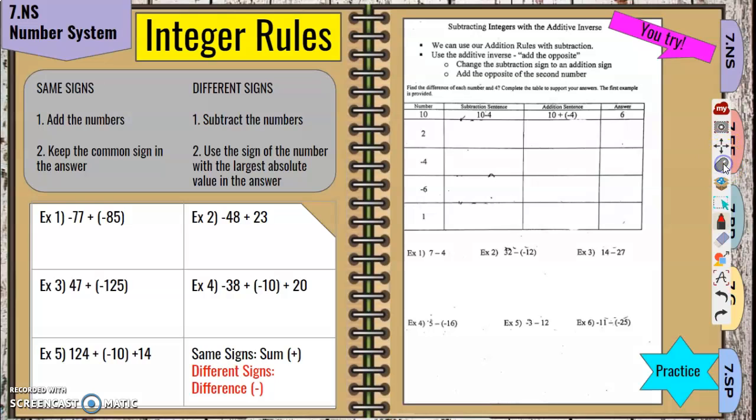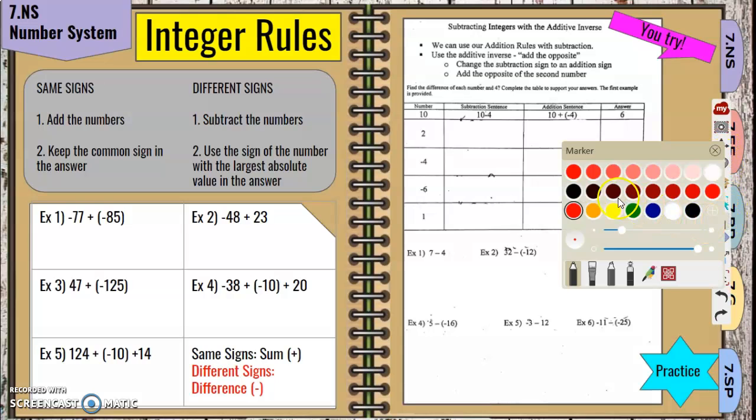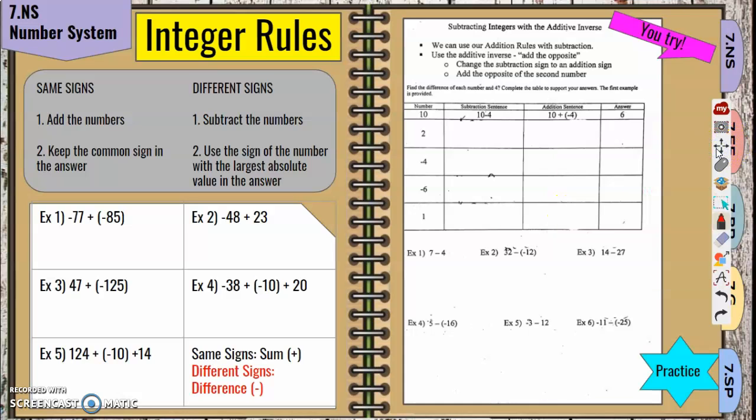All right, so today we're going to talk about how to add integers. So on page 11, on the left-hand side, we have the rules: same sign, add the numbers, and keep the common sign in the answer. So if your signs are the same, you add them and keep the sign. If your signs are different, you subtract them and keep the sign of the number with the highest absolute value. Whatever the bigger number is, that's going to be the sign that you keep.